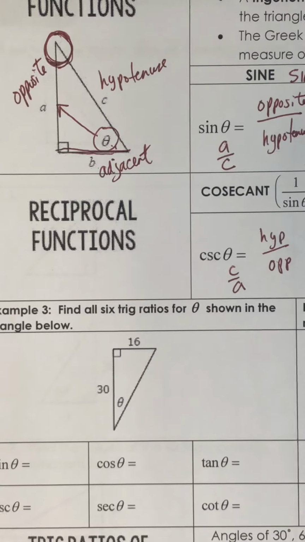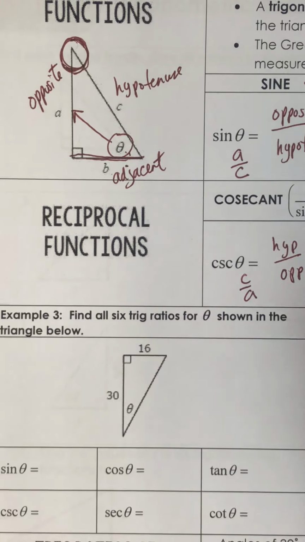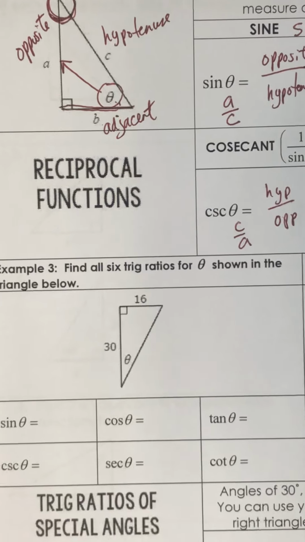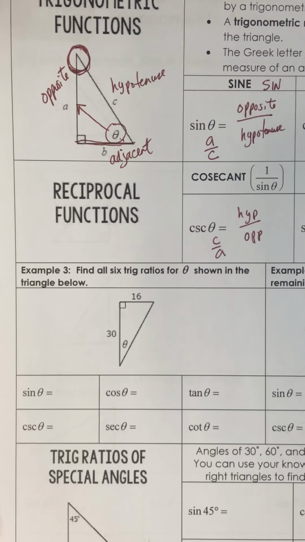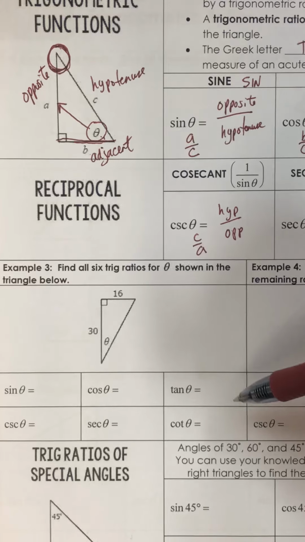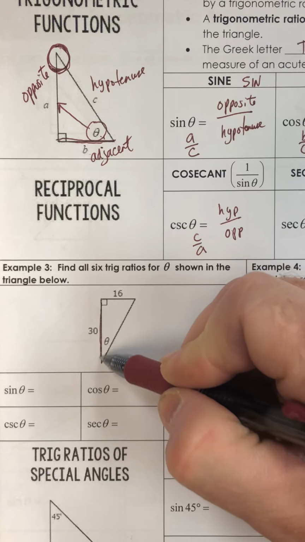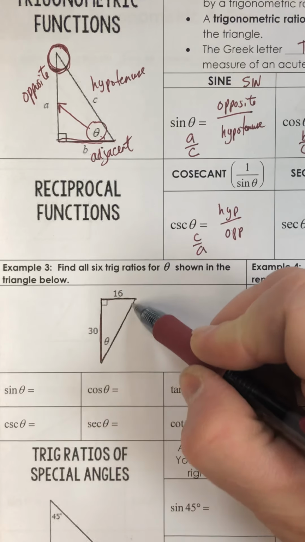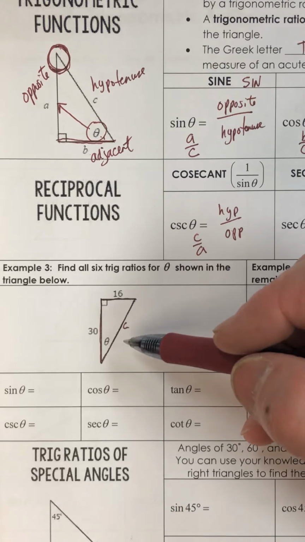Okay, so now let's see what we got here. Example 3 says, find all 6 trig ratios. There's the boxes for the trig ratios. Let's adjust this real quick. There we go. So there's all 6 trig ratios. We need to write down the values. First of all, when you have a right triangle, you'll need all 3 sides if you're going to write down the trig ratios. We have 2 of the sides. How are we going to find the third side? We'll call it C. If you remember earlier, the page before this, the Pythagorean theorem.